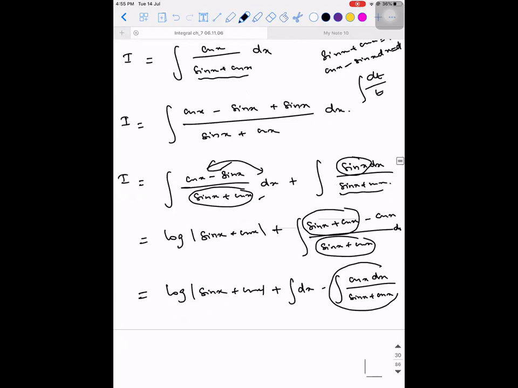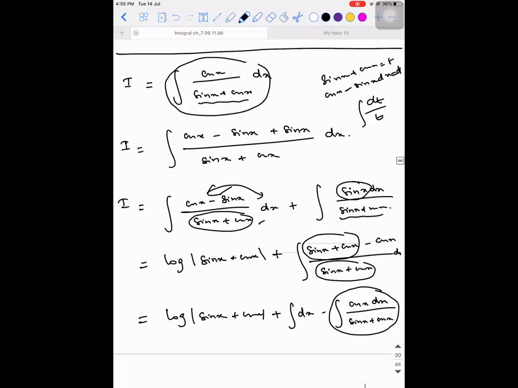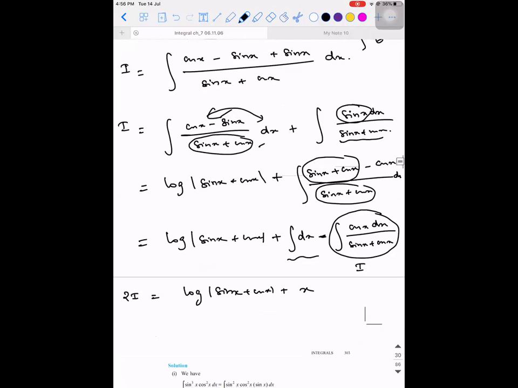So if you observe this thing, cos x divided by sin x plus cos x is nothing but I. So I write this as minus I. When this minus I comes to the other side, it will become 2 times I. So 2I is equal to log of sin x plus cos x plus x. Integral of dx is x. So I will be equal to 1 by 2 times this value plus c. So this is another way. I think something similar is done in the book also with the same idea. The idea is still the same.